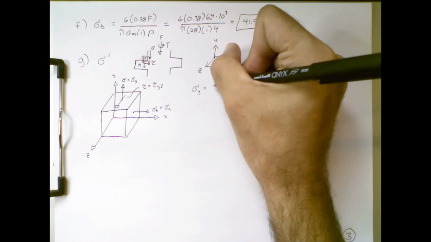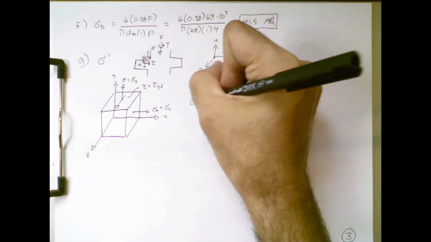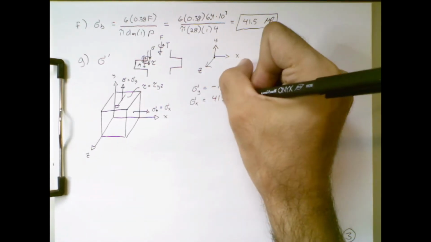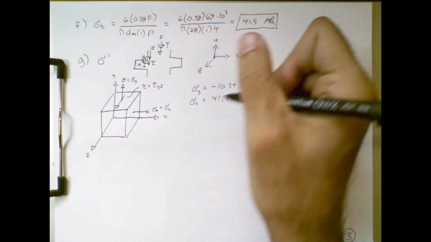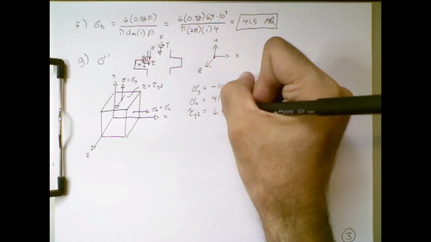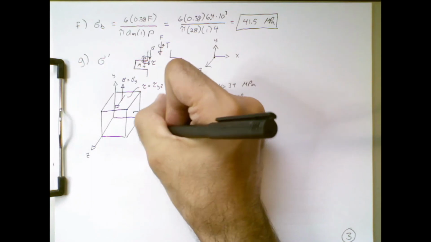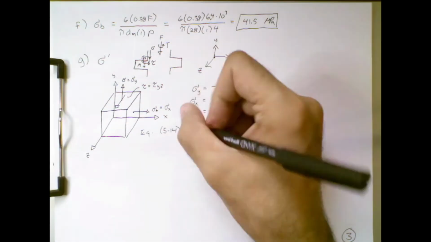Sigma y is equal to negative 10.39 megapascals. Sigma x is 41.5 megapascals, and tau yz is 6.07 megapascals. The remaining elements of the stress tensor are zero. So now we're asked to find the von Mises stress. This is using the distortion energy failure theory. We need to go about doing a stress transformation to determine this. And if we look at equation 5-14, we'll get the following formula.